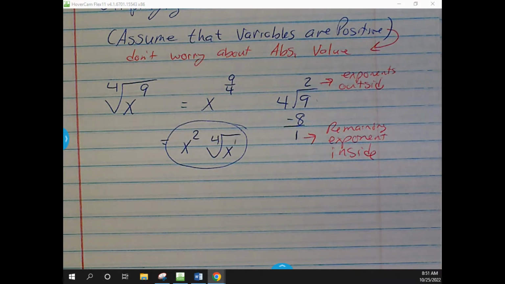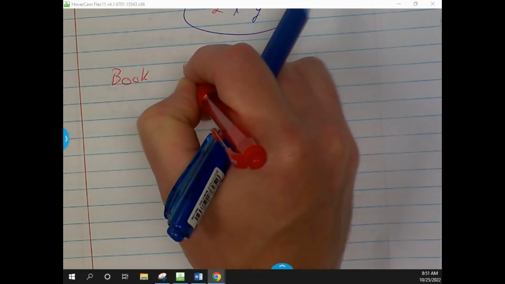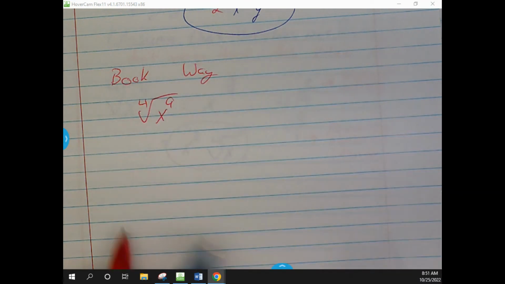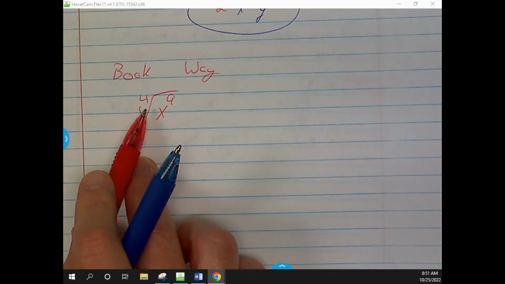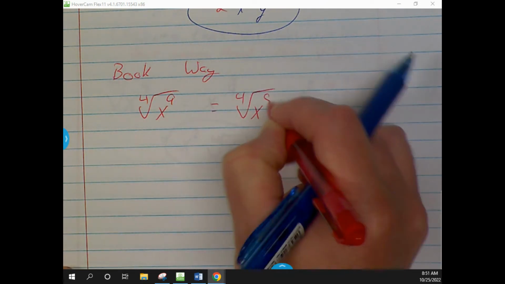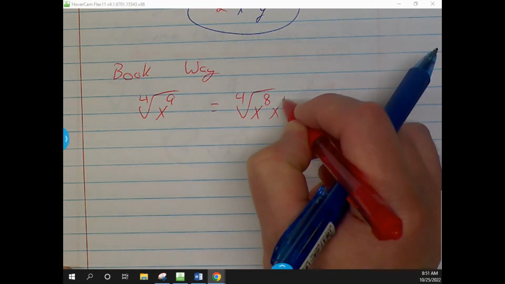All right, now here's what the book will usually talk about doing, and I don't like it as much because to me this one's a little bit easier because I'm just doing regular division. What the book will have you do, and you don't have to write this down, I'm going to put this as a side note. If you want to write this down, you can. If you don't, don't worry about it. Here's the book way. What the book says is, if you've got the 4th root of x to the 9th, if you do multiples of 4, what's the closest multiple of 4 to 9 without going over? That'd be 8, right? So you'd have 8 x's, and you'd have 1 more left over.